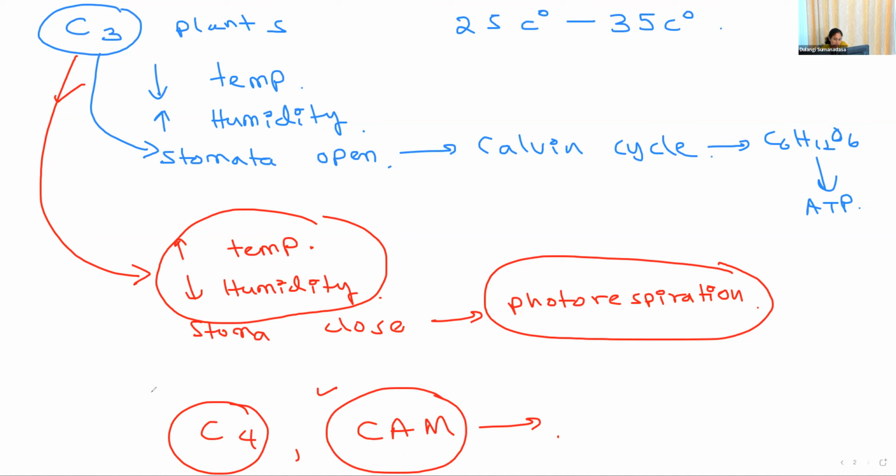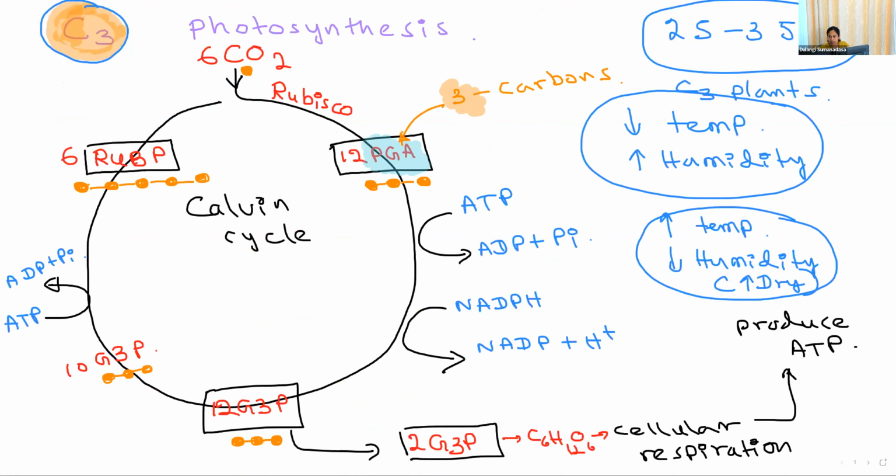Right, I'm going to start with C4 and then we're going to do the CAM at the end. The C3 plants are C3 because the first stable product, PGA, had 3 carbons. So let's do the C4. All these things I did last week. So I'm going to go to the C4 photosynthesis.